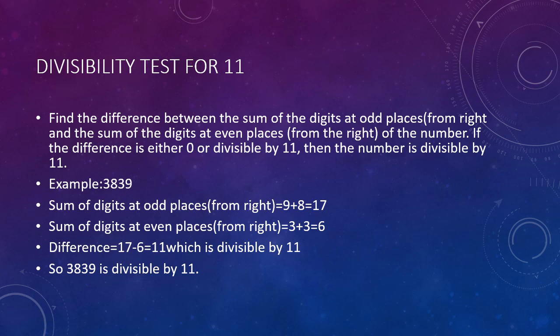Example, 3839. Sum of the digits at odd places is equal to 17. Sum of the digits at even places is equal to 6. Difference is equal to 17 minus 6, that is 11, which is divisible by 11. So 3839 is divisible by 11.